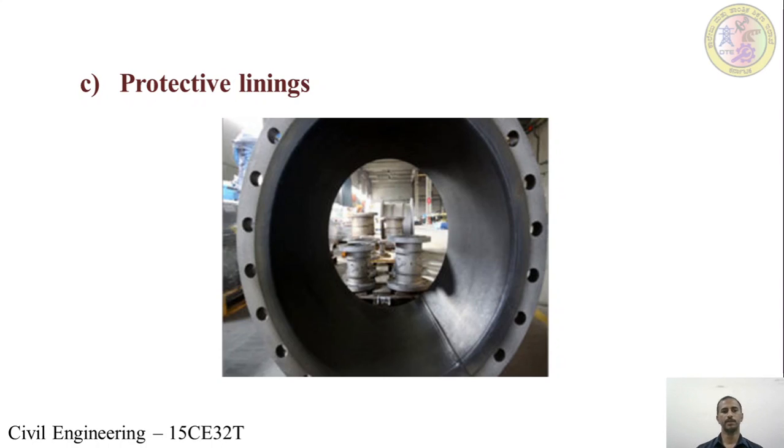Next method we can adopt is by providing protective linings. These protective linings to the pipe material can be done by giving a protective lining of bitumen, tar, cement mortar, zinc, etc. But the effectiveness of these protective linings depends upon the type of material and the preparation of surface of the pipe material.